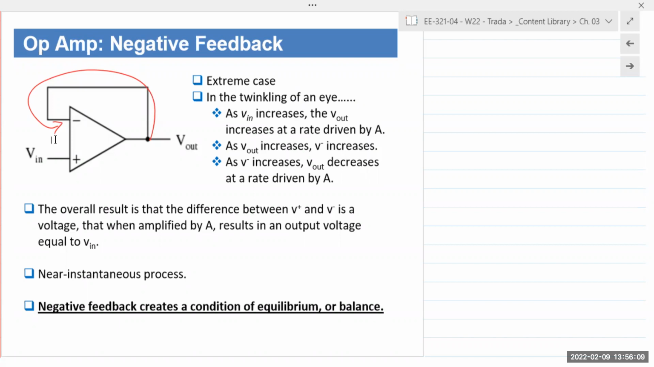Where is the input going? Input's going into the positive terminal. So if the input goes in the positive terminal, it's a non-inverting amplifier because it's going into the non-inverting input. So non-inverting amplifier with negative feedback, right?